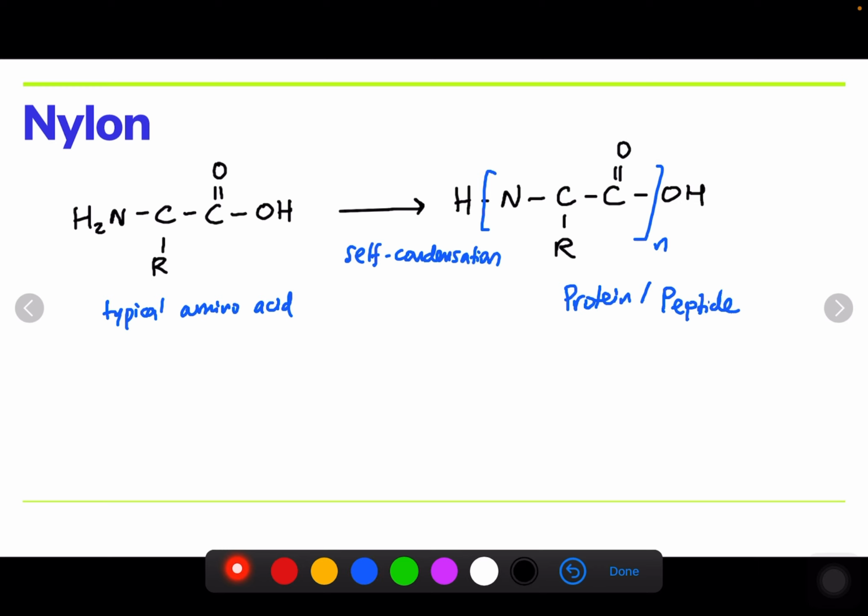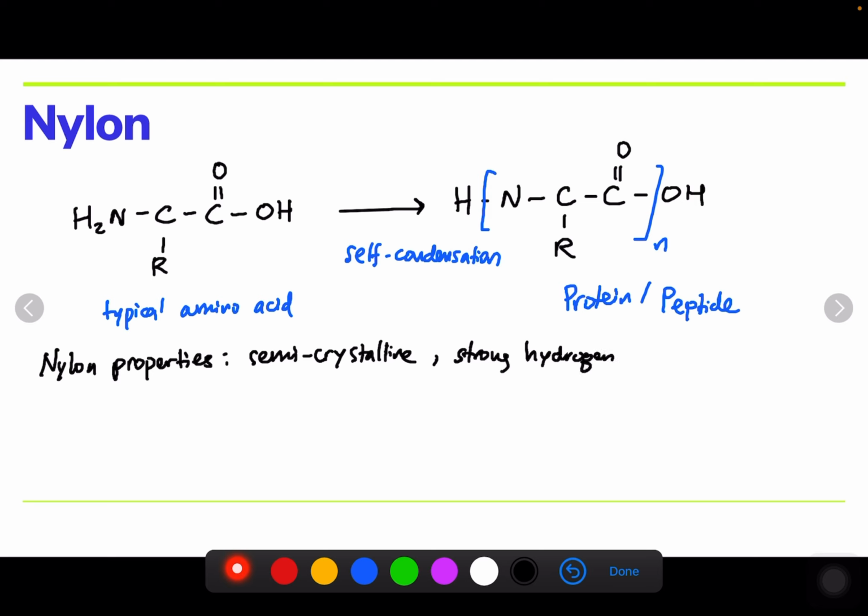Some properties of nylon include crystallinity, which means it's semi-crystalline. It has strong hydrogen bonds. We could say good mechanical and thermal properties, at least for some smaller scale applications.